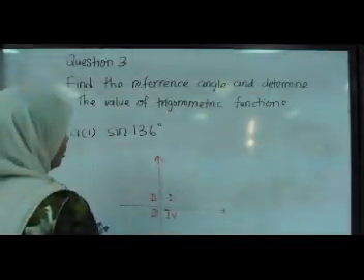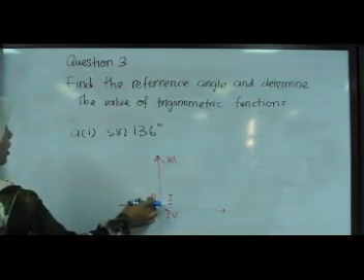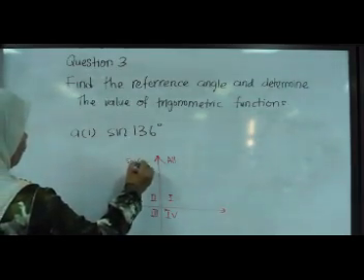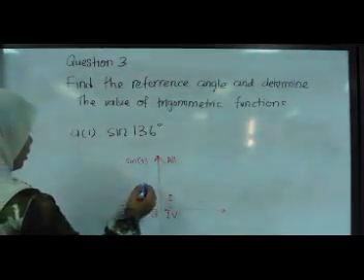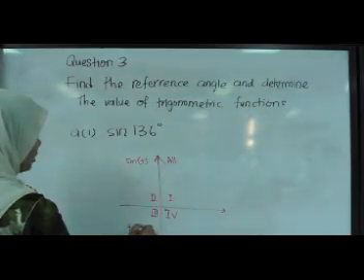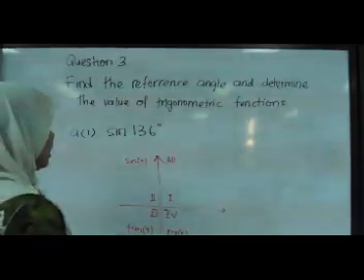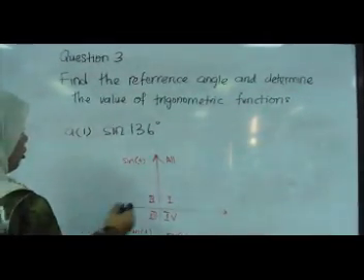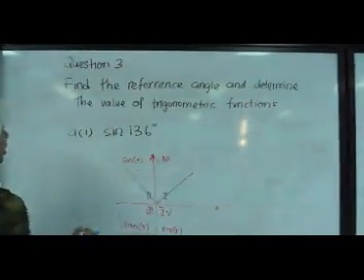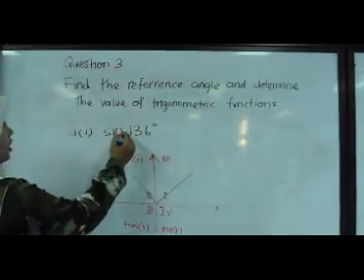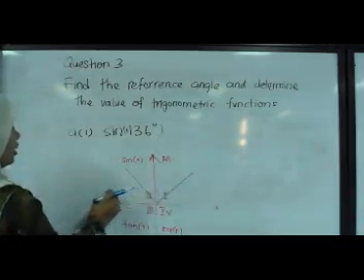So there are 4 quadrants. The first quadrant is all positive. For the second quadrant, sine is positive. For the third quadrant, tangent is positive, and for the last quadrant, cosine is positive. So we need to plot sine 136. 136 is located in the first quadrant and the second quadrant. Why is it located in the first and second quadrant? Because the value for sine is positive. So that's why we plot sine 136 in the first quadrant and second quadrant.